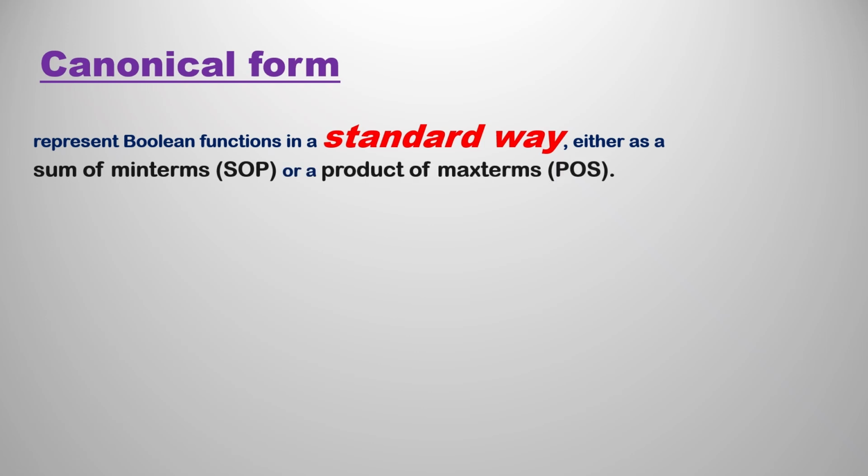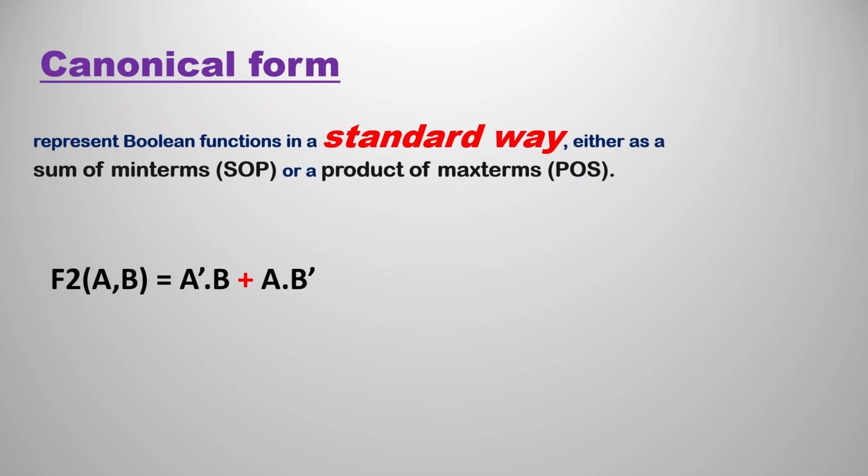After understanding SOP and POS in a basic way, we are going to understand what is meant by canonical form and non-canonical form. Let's start with the canonical form. We have to understand the definition first so that we can proceed further. They represent Boolean functions in a standard way, either as a sum of minterms, SOP, or product of maxterms, POS. In a standard way means all the variables should be present in all the terms, that is known as canonical form. So let's see an example.